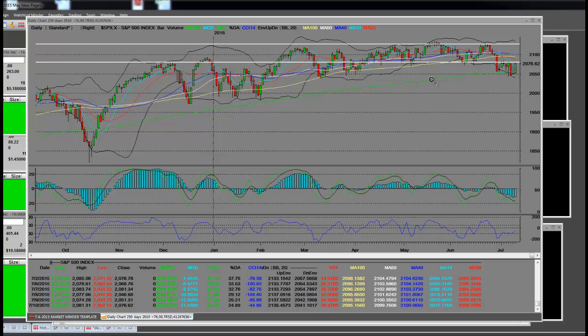9:39 a.m. Pacific Standard Time. The date is 7/12 of 2015. I have before us the daily chart on the S&P 500.